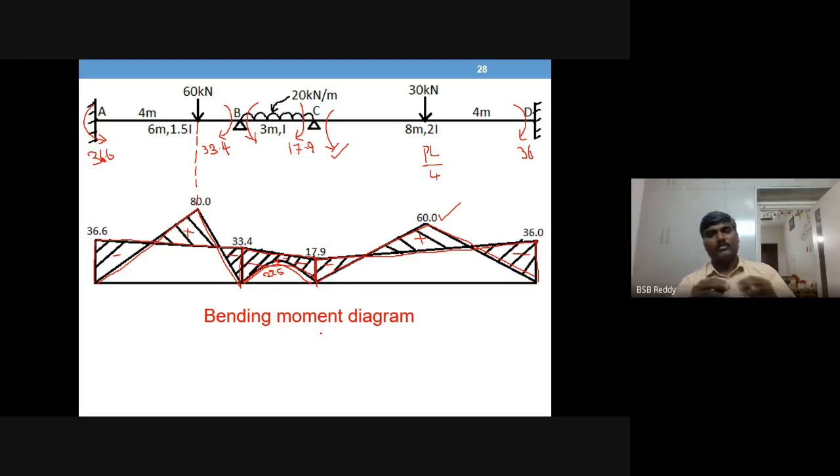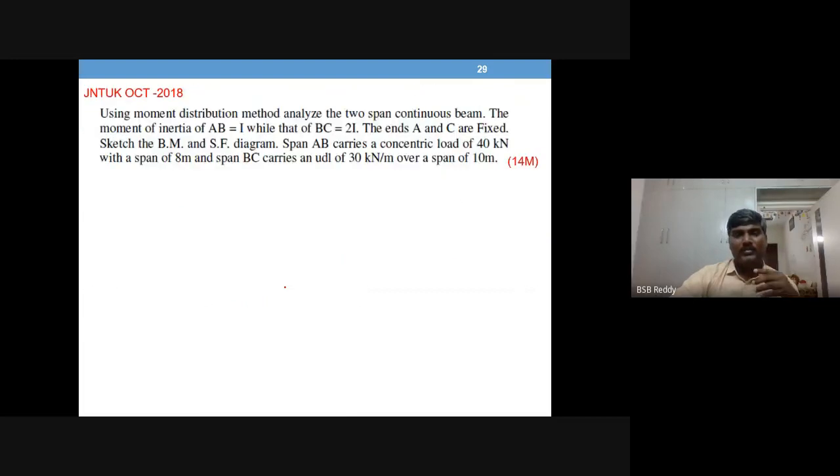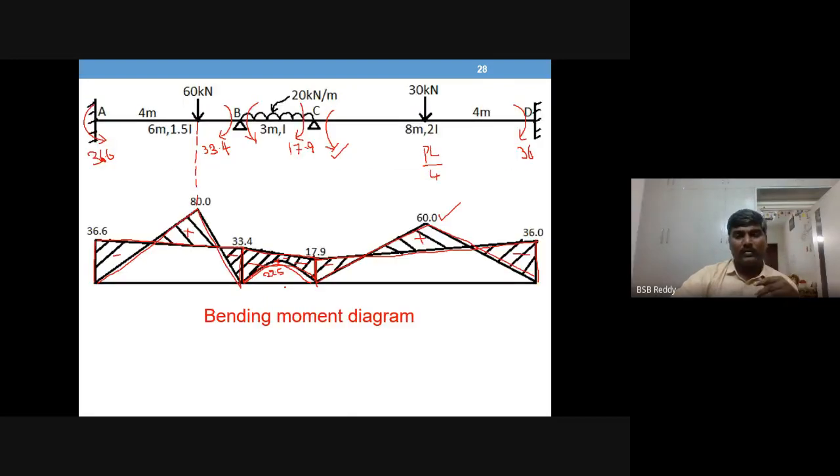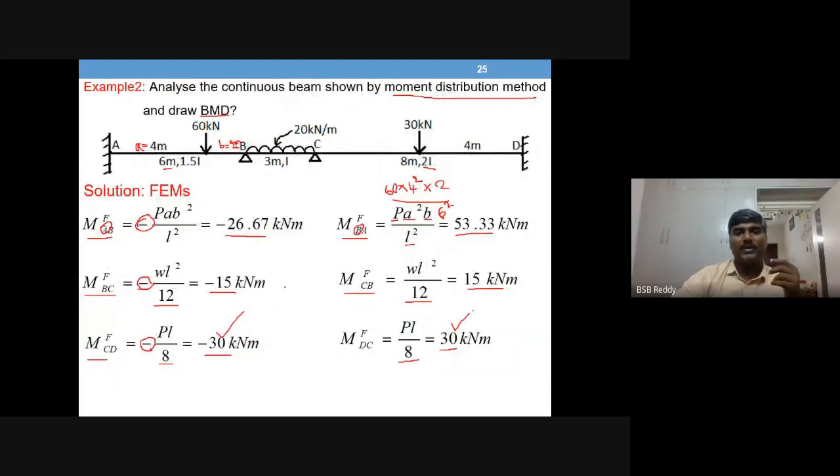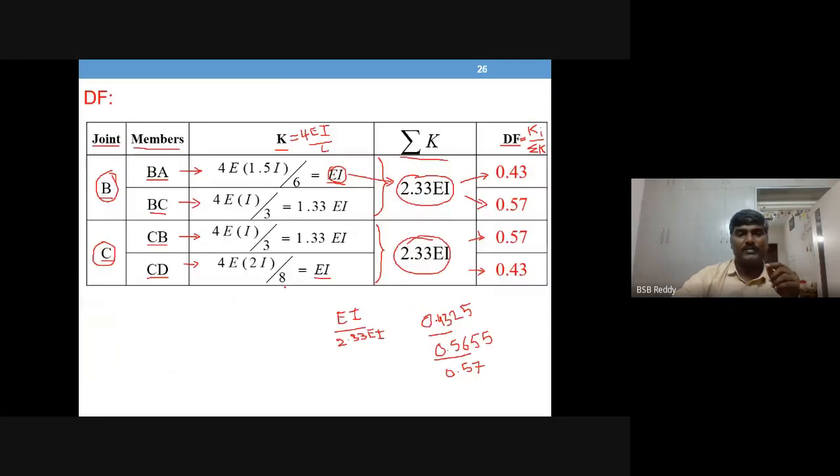So this is how we complete the BMD. It's very simple. First draw end moments or support moments, then overlap the span moments, which are for a simply supported beam with the given loads. So this is how we are able to complete the example problem of three span continuous beam with fixed ends.